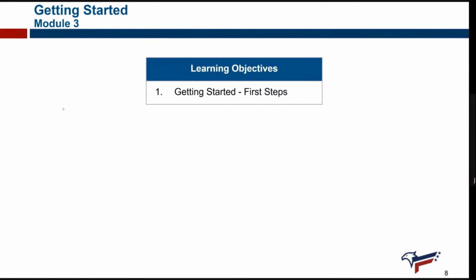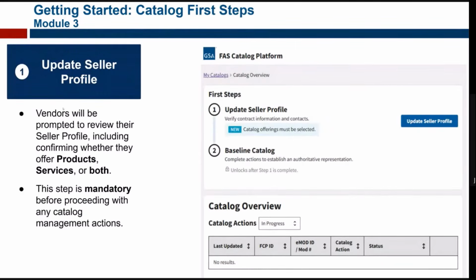All right, getting started, some first steps. So the first step in the catalog first steps process is the seller profile update. When you as the vendor log into FCP for the very first time, you will be prompted to review and update your seller profile. This includes confirming whether you offer products, services, or both. And just a quick note here, if this step is incomplete, you cannot proceed with the baseline catalog submission. There is a little bit of a lockbox here on screen, if you could see, and it will unlock after you fully complete your seller profile.